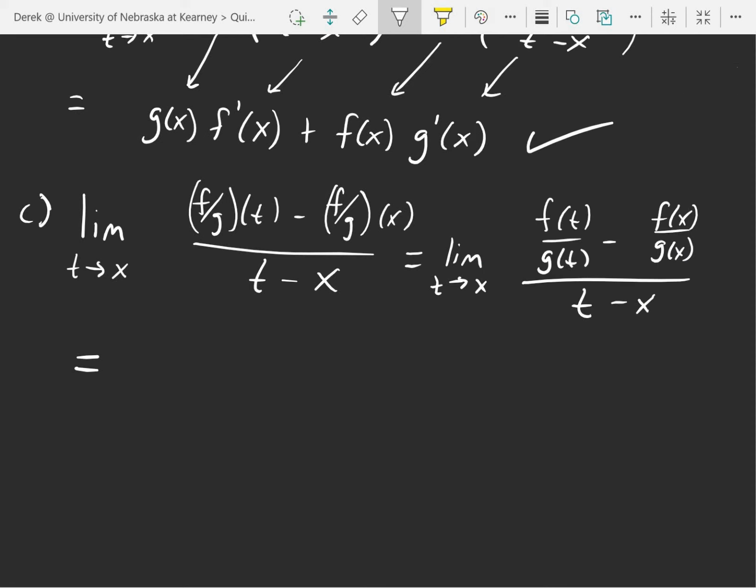So I'm going to multiply top by g of t, g of x, and the bottom by g of t, g of x.